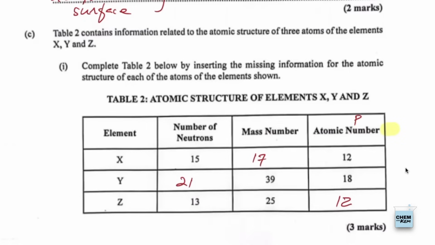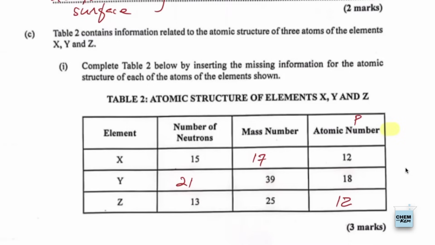In Y, we're given the mass number for Y, and we're given the atomic number, or the proton number. So if we subtract 18 from 39, the answer should be our number of protons. All right, so 21 plus 18 will give us back our 39.